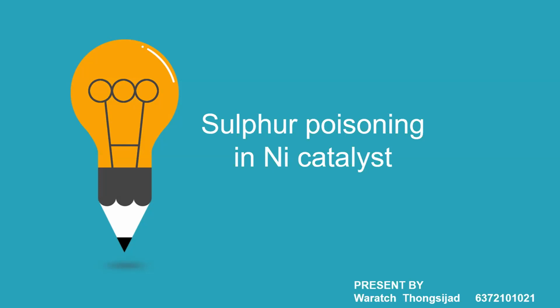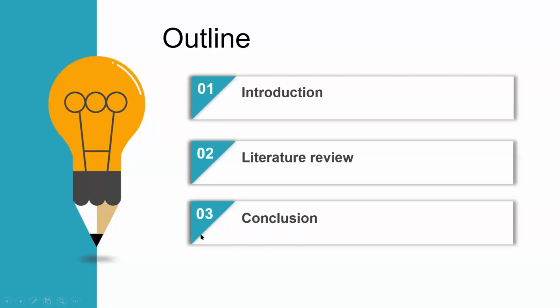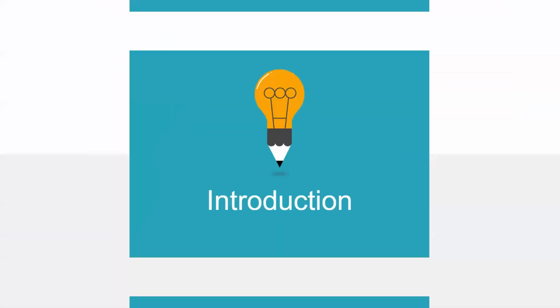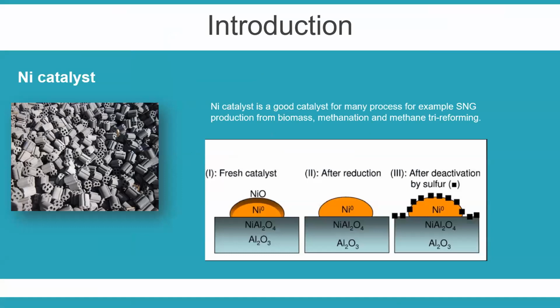Today, I will present about the topic of sulfur poisoning in nickel catalyst. The outline of my presentation consists of 3 parts: introduction, literature review, and conclusion. The first part is introduction. Nickel catalyst is a good catalyst for many processes, for example, SNG production from biomass, methanation, and methane reforming. In the above processes, sulfur poisoning of the nickel catalyst causes the loss of active sites, leading to the deactivation of the nickel catalyst.